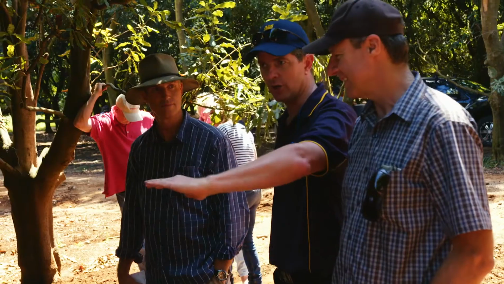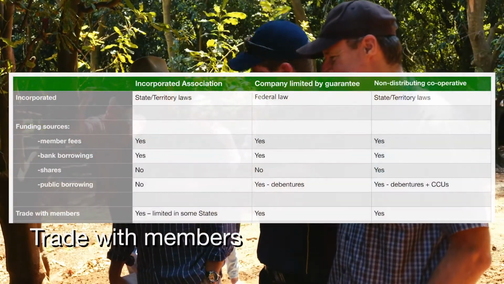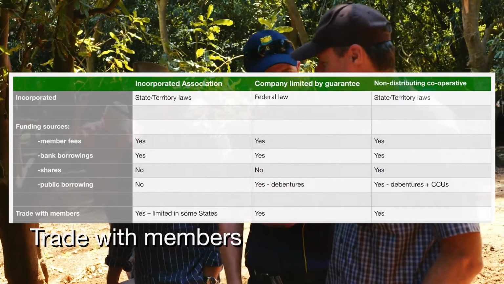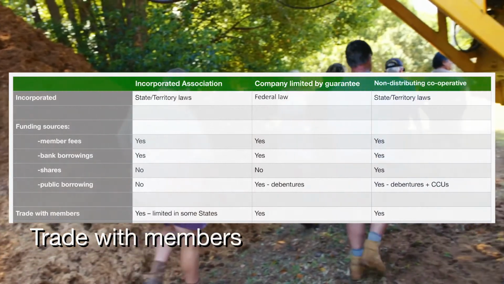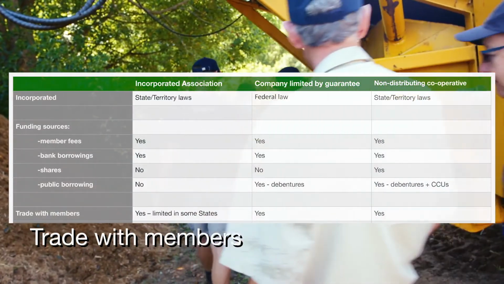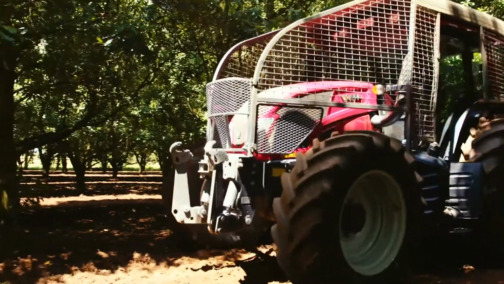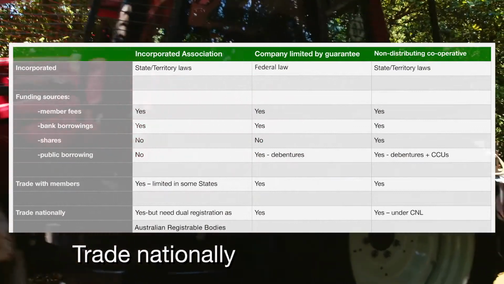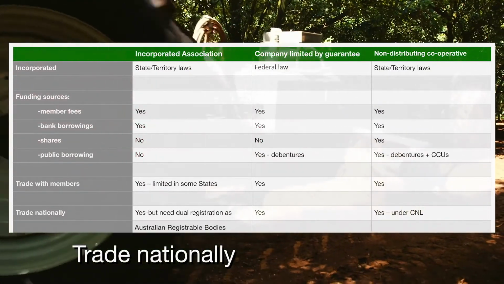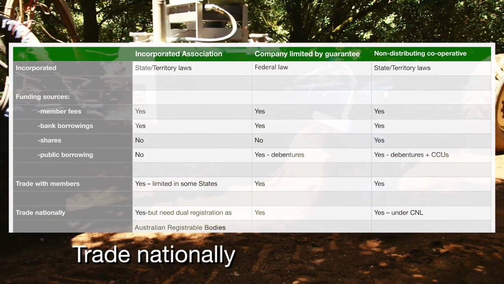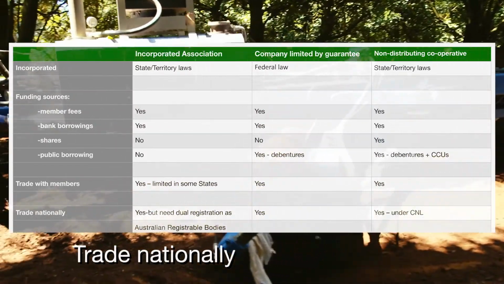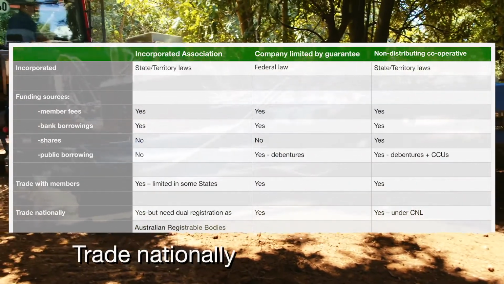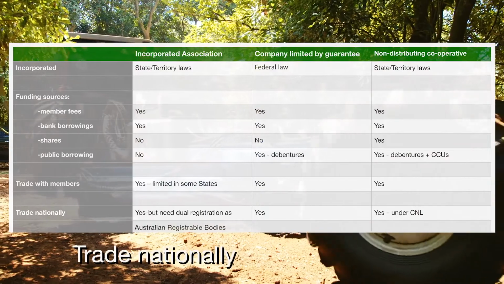Each type of not-for-profit can trade with their members by selling them discounted or bulk goods and services. Incorporated associations have restricted trade in some states because their governance laws are not suitable for larger operations. Associations can operate nationally if they have dual registration under the Corporations Act. They are referred to as Australian registrable bodies. Companies have national registration, and co-ops under the Cooperatives National Law can also operate nationally.